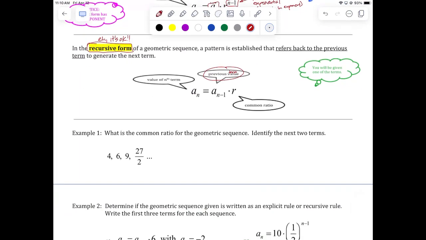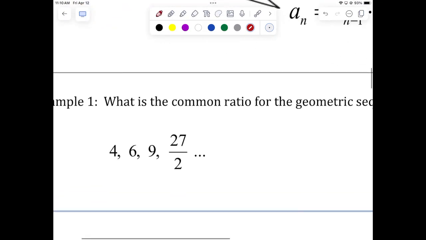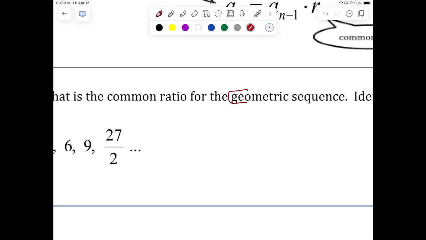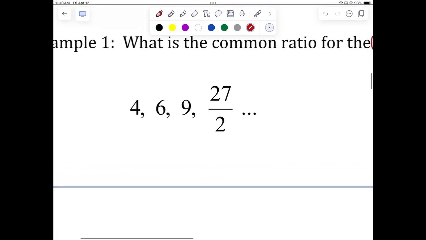What is the common ratio for the geometric sequence? Identify the next 2 terms. The good thing is they tell us it's a geometric sequence. That means to get from one term to the next term recursively, I have to either add, subtract, multiply, or divide? I've got to multiply or divide. That's what geometric means. All right: 4, 6, 9, 27 halves. What a fraction. How do we find the common ratio if we know it's geometric?